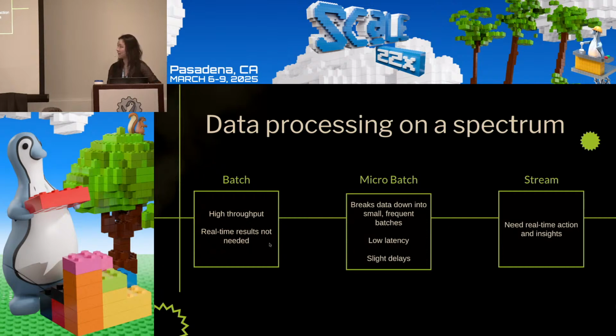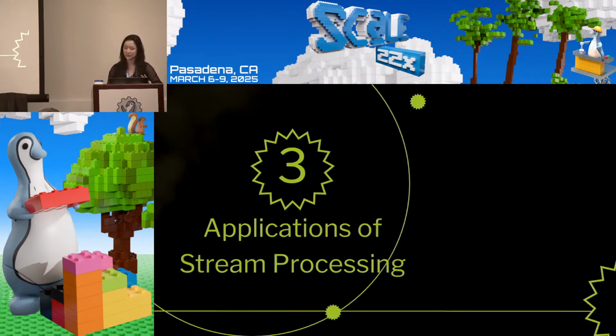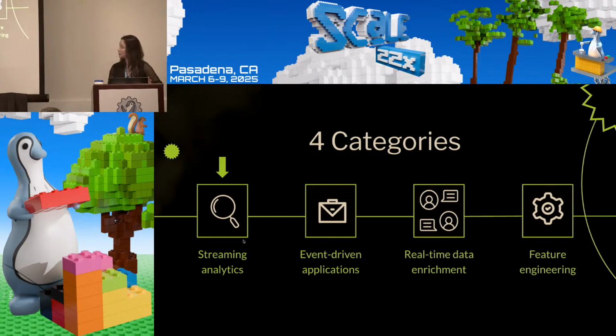All right, so now that we have a solid understanding of how stream processing works, let's talk about exactly where people are using stream processing. I've broken this down into 4 categories. Streaming analytics, where we're extracting real-time insights from fast-moving data. Event-driven applications, so systems that can react immediately to events as they occur. Real-time data enrichment, where we're adding additional context to our data streams, and feature engineering for machine learning models.